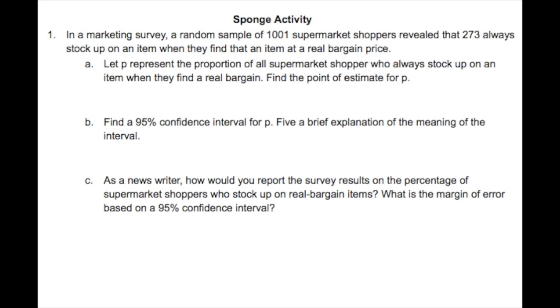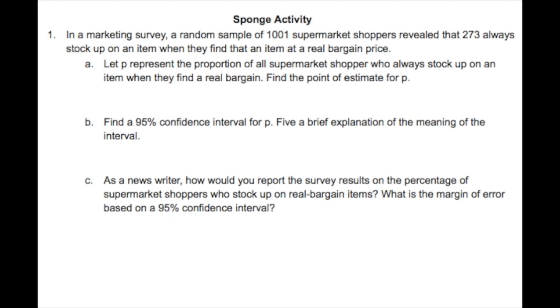Now time for the sponge. In a marketing survey, a random sample of 1,001 supermarket shoppers revealed that 273 always stock up on an item when they find that an item is at a real bargain price. Let p represent the proportion of all supermarket shoppers who always stock up on an item when they find a real bargain. Find the point estimate for p.